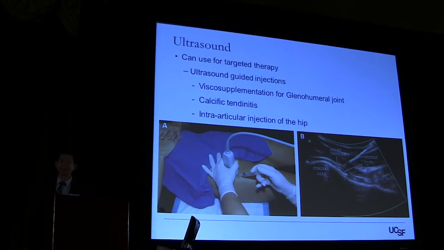And you can also inject tendons. Sometimes I'll have patients inject the iliopsoas tendon, hip flexor. And in the shoulder, you can also inject the glenohumeral joint with an ultrasound. So a lot of people just do injections for the joint in the office, but it's a lot more accurate if you do it under fluoroscopy or with ultrasound, especially if you're doing it for frozen shoulder.